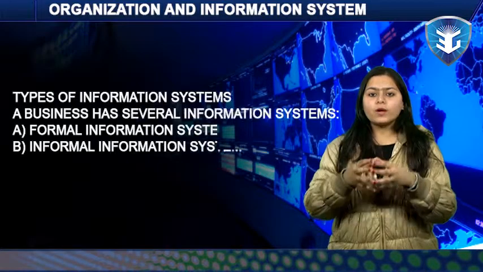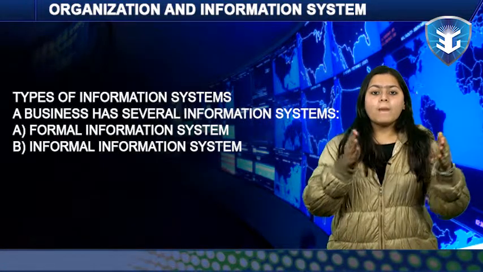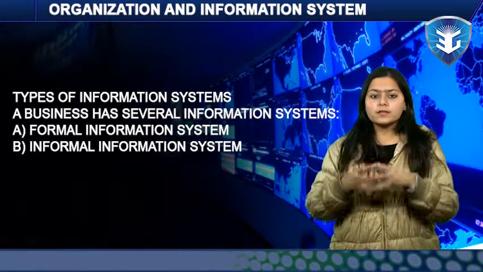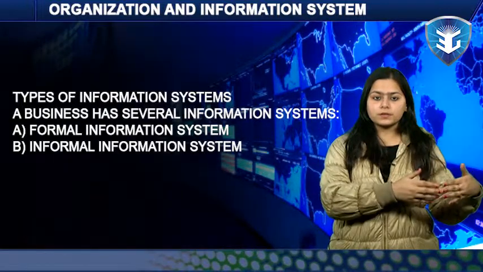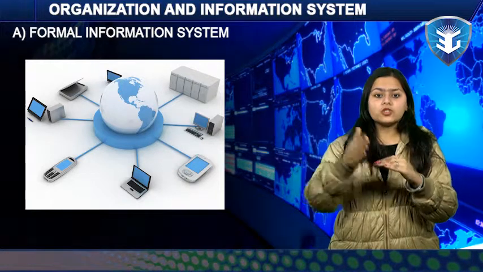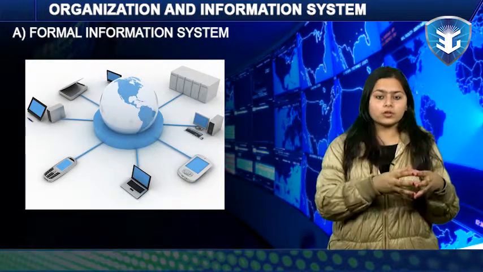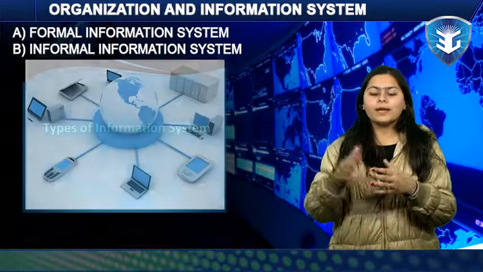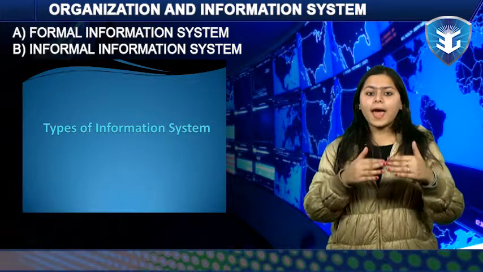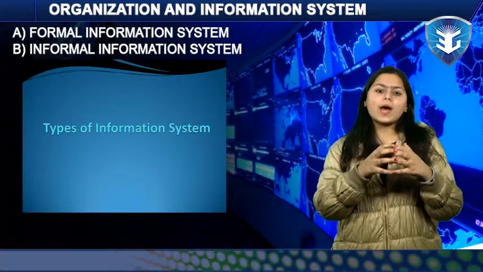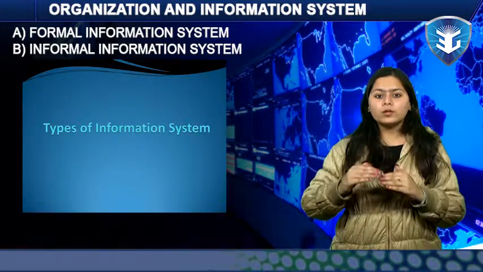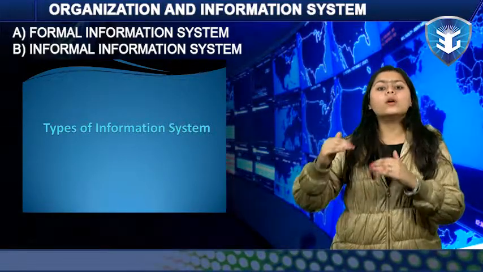Types of information system. A business has several information systems: formal information systems and informal information systems. A formal information system is based on the organizational chart represented by the organization. An informal information system is an employee based system designed to meet personal and vocational needs and to help in solution of work related problems. It also funnels information upward through indirect channels.